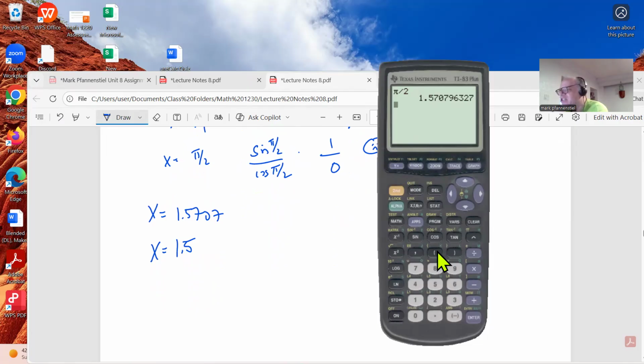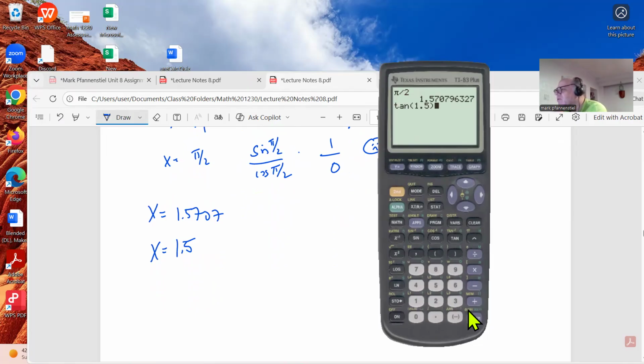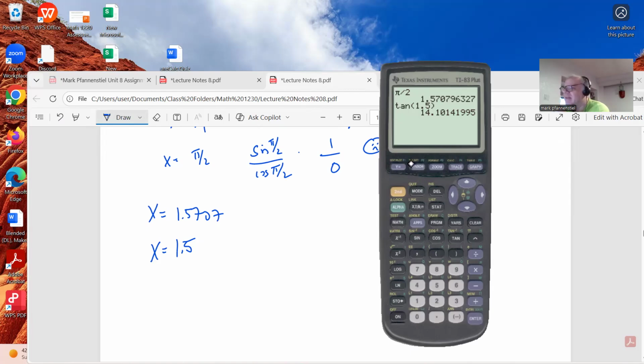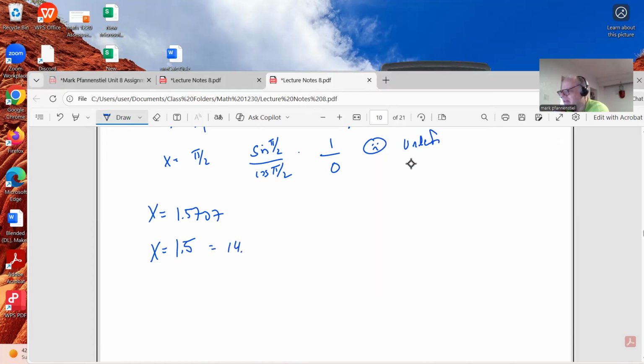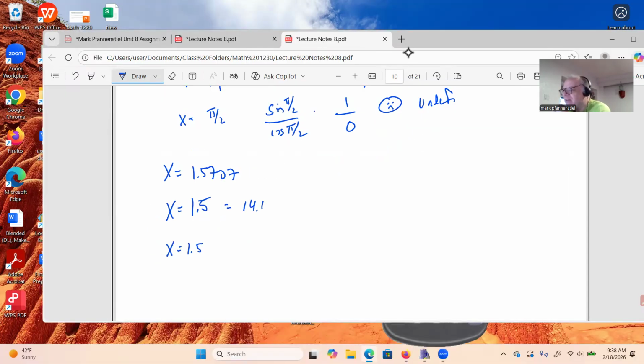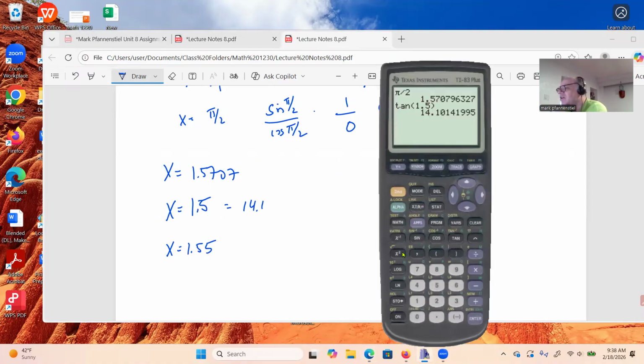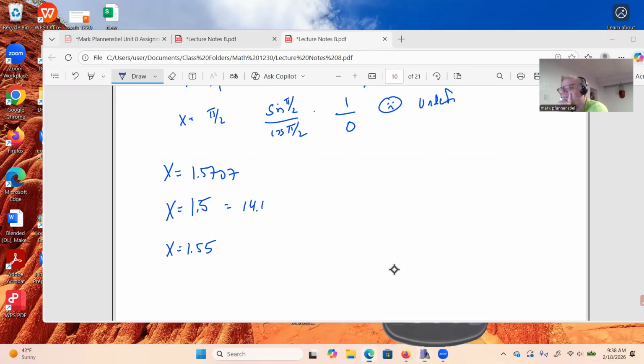We'll say the tangent of 1.5, what's that equal to? That is equal to 14.1. That seems a little high. What happens if we get a little bit closer? What if I go x equals, say, 1.55? We'll get a little bit closer. So we want the tangent of 1.55, and that's 48.07. It seems like it got pretty big there.